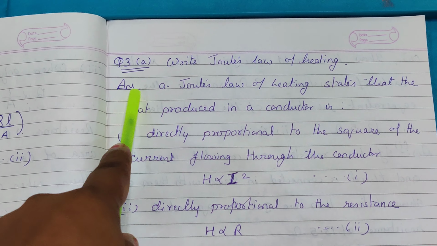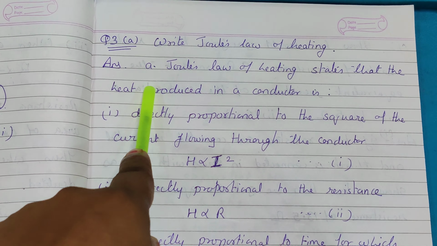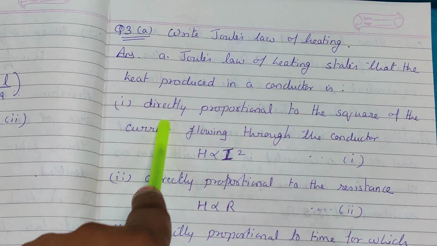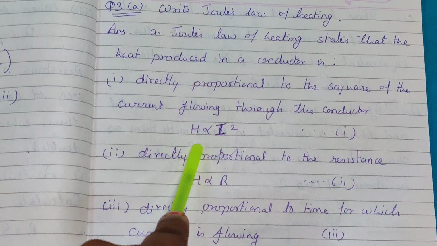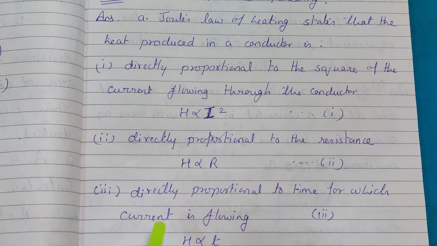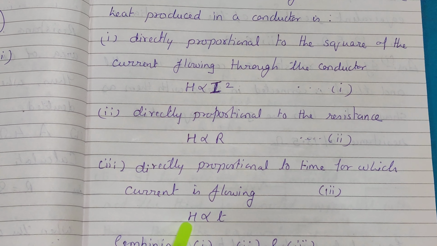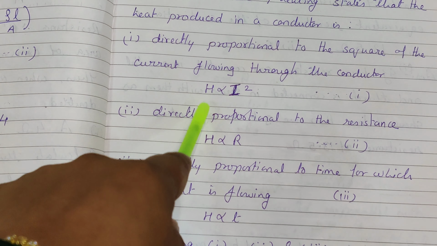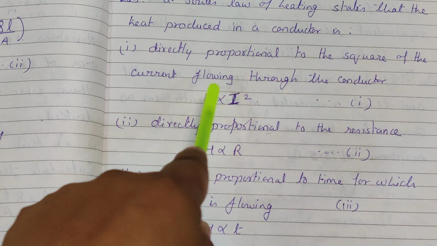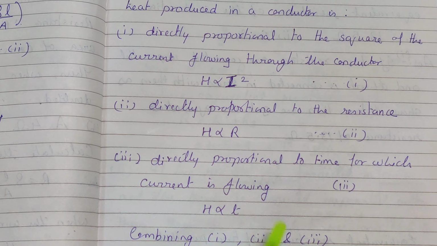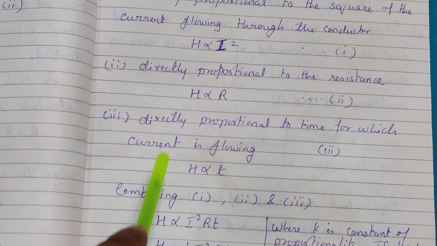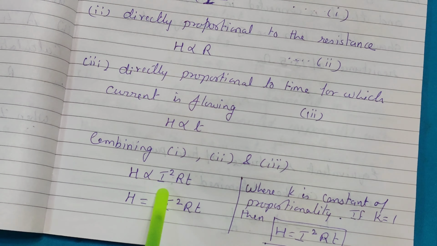Now our next question is write Joule's law of heating. What is Joule's law? Heating is directly proportional to the square of the current, directly proportional to the resistance, and directly proportional to the time. So combining these, H is proportional to I square RT.